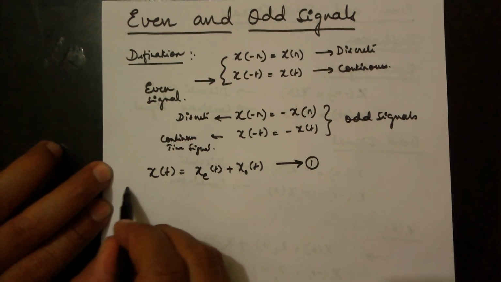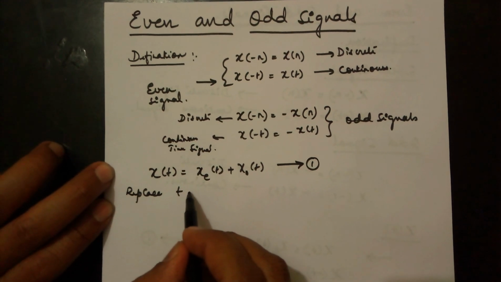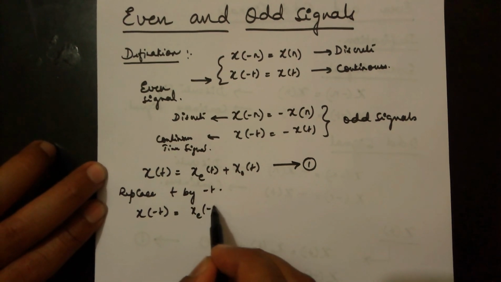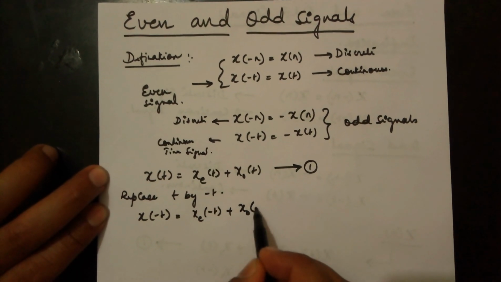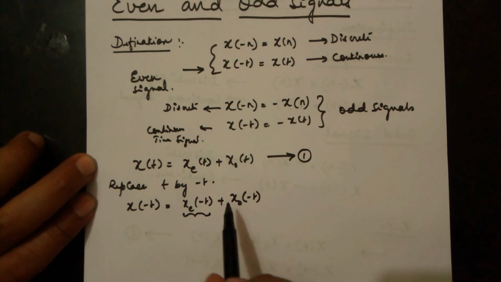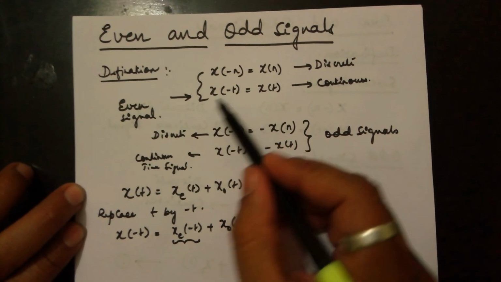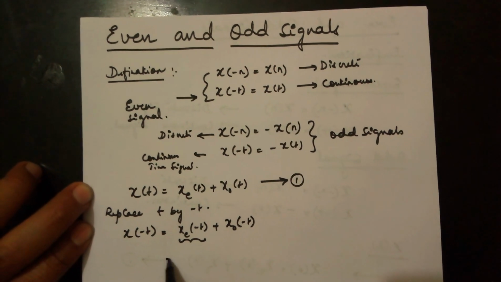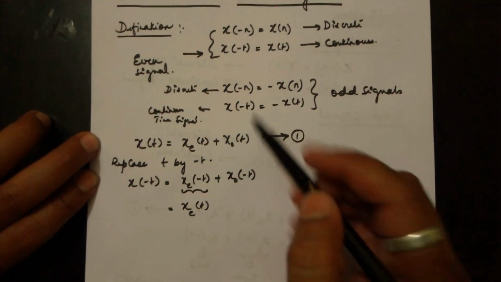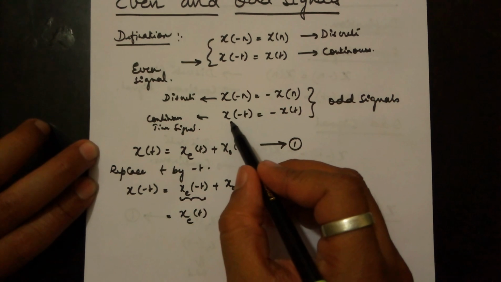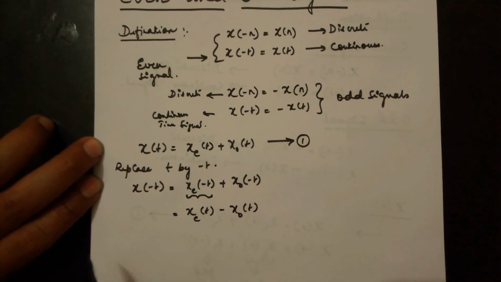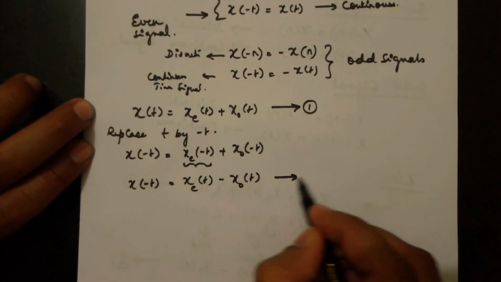Now if I replace t by minus t, I get x of minus t is equal to xe of minus t plus xo of minus t. Now we know that since the signal is even in nature, x of minus t is equal to x of t, so xe of minus t will be xe of t, and we know that for an odd signal x of minus t is minus x of t, so this would be minus xo of t. So let me take this as equation number 2.